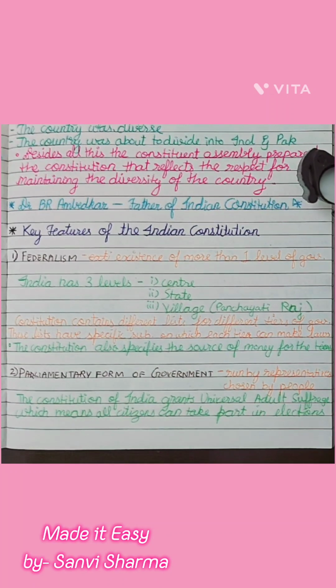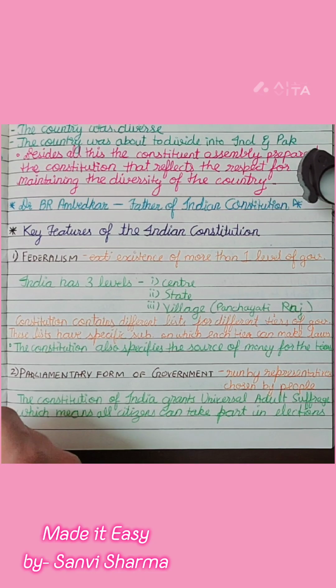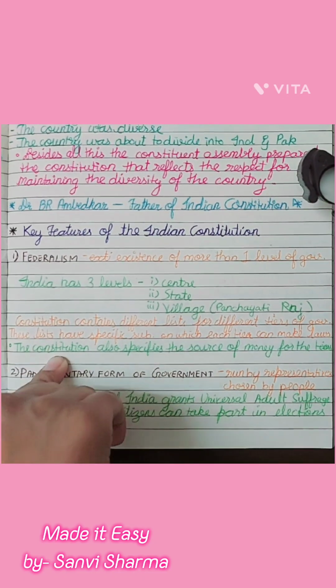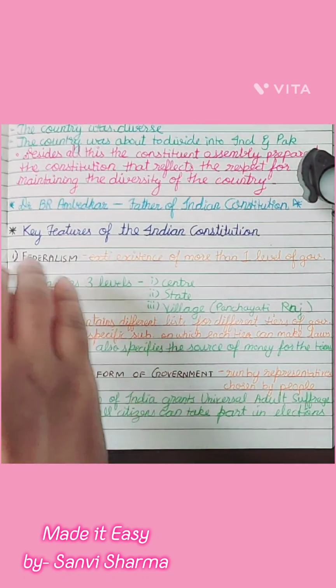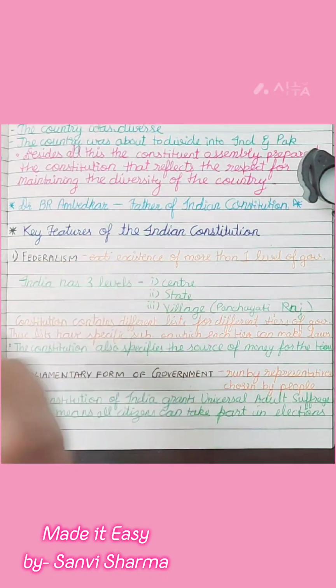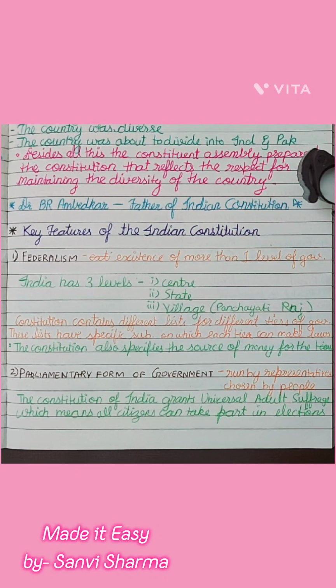For example, states have authority in making laws on certain issues. However, on subjects related to national concern, only the central government can make laws. The constitution also specifies the source of money for each tier of the government.